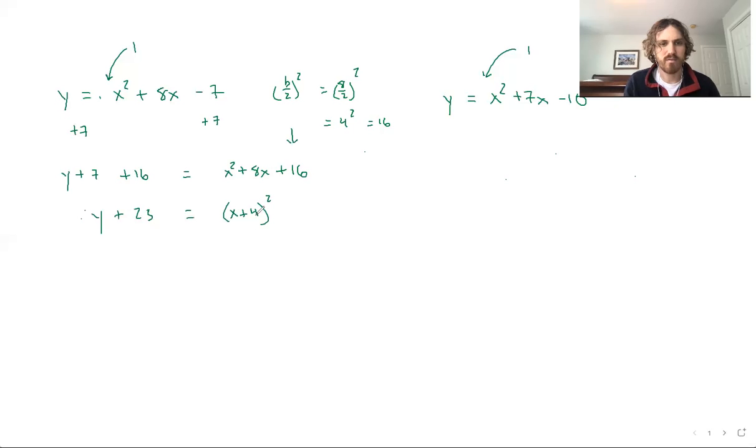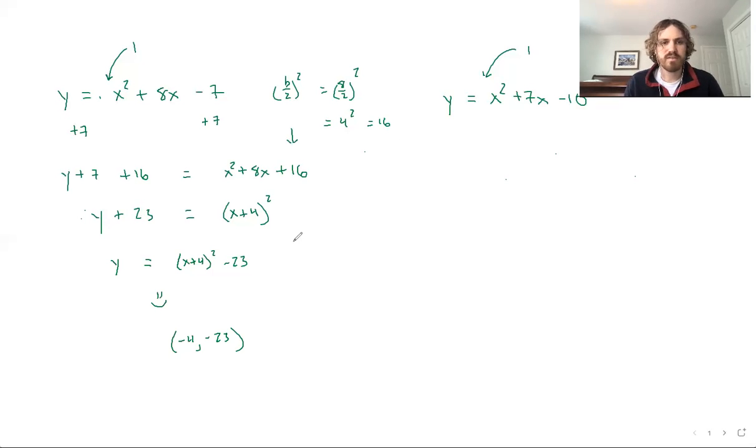Remember that this number 4 should be half of 8 and the square root of 16. Okay, final thing to do is just to get y by itself and say y equals x plus 4 squared minus 23. Okay, and that is now in vertex form, where my vertex is at -4, -23. I've shifted down 23, and to the left 4. No scaling or reflection on this function.